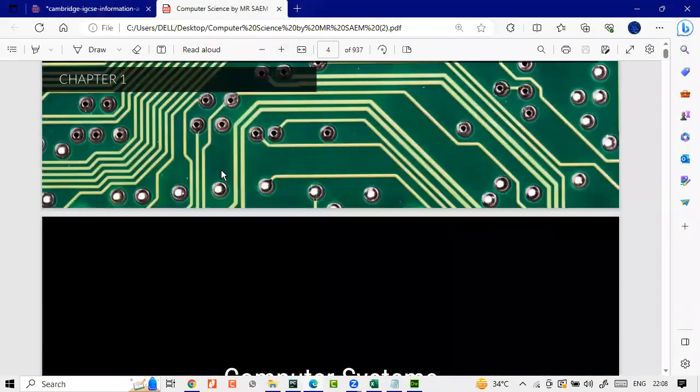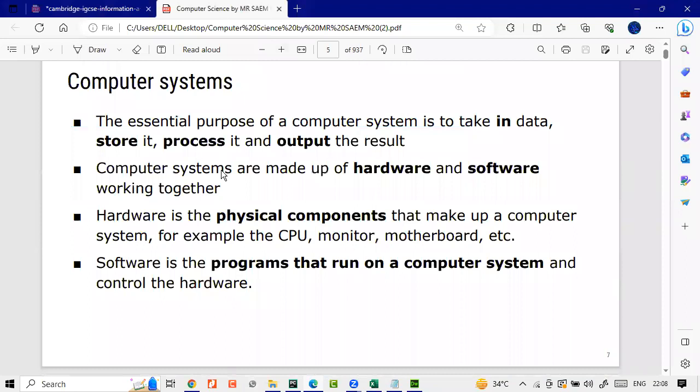So system architect is our first topic that we're discussing. Now, whenever we talk about computer systems, we tend to mean a system. Basically, I told you before, it consists of hardware, software, user, and procedure. So the essential purpose of the system is that it has to take in the data, store the data, process the data, and output the data. Obviously, this is why we have systems.